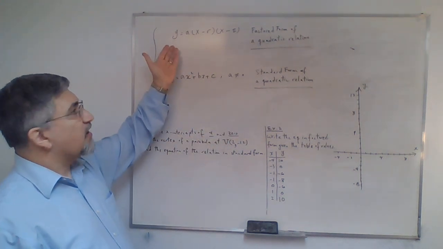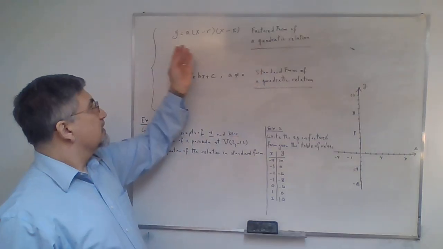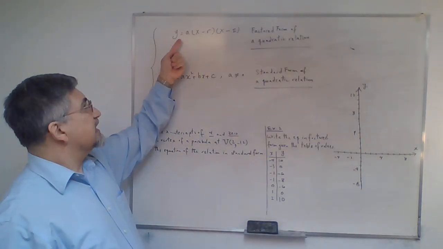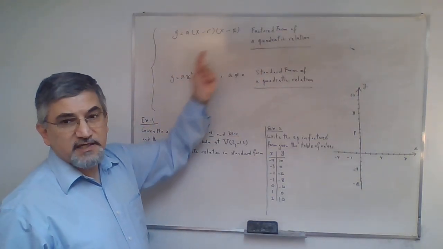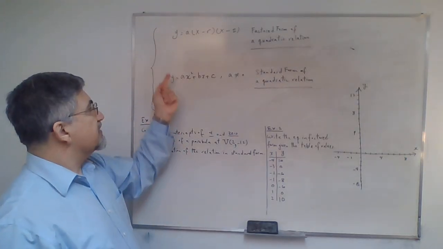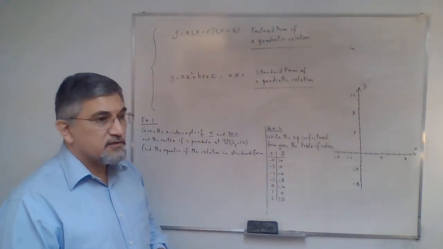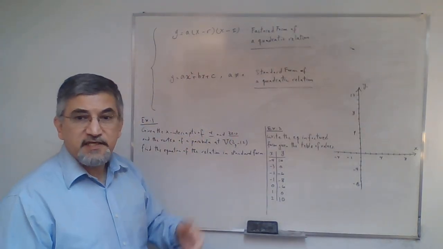But now today we want to talk about another form of a quadratic relation called factored form. So the equation is y equals a times x minus r times x minus s. So the a is very clear. The a is the same coefficient as it was in standard form. But you may wonder what r and s stand for.